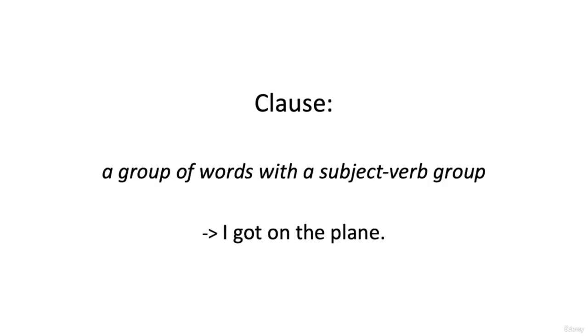A clause is a group of words with a subject-verb group. For example, I got on the plane. I is the subject. Got is the verb. There is a subject and a verb, therefore this is a clause. There can be 2 types of clauses in a sentence: an independent clause and a dependent clause.